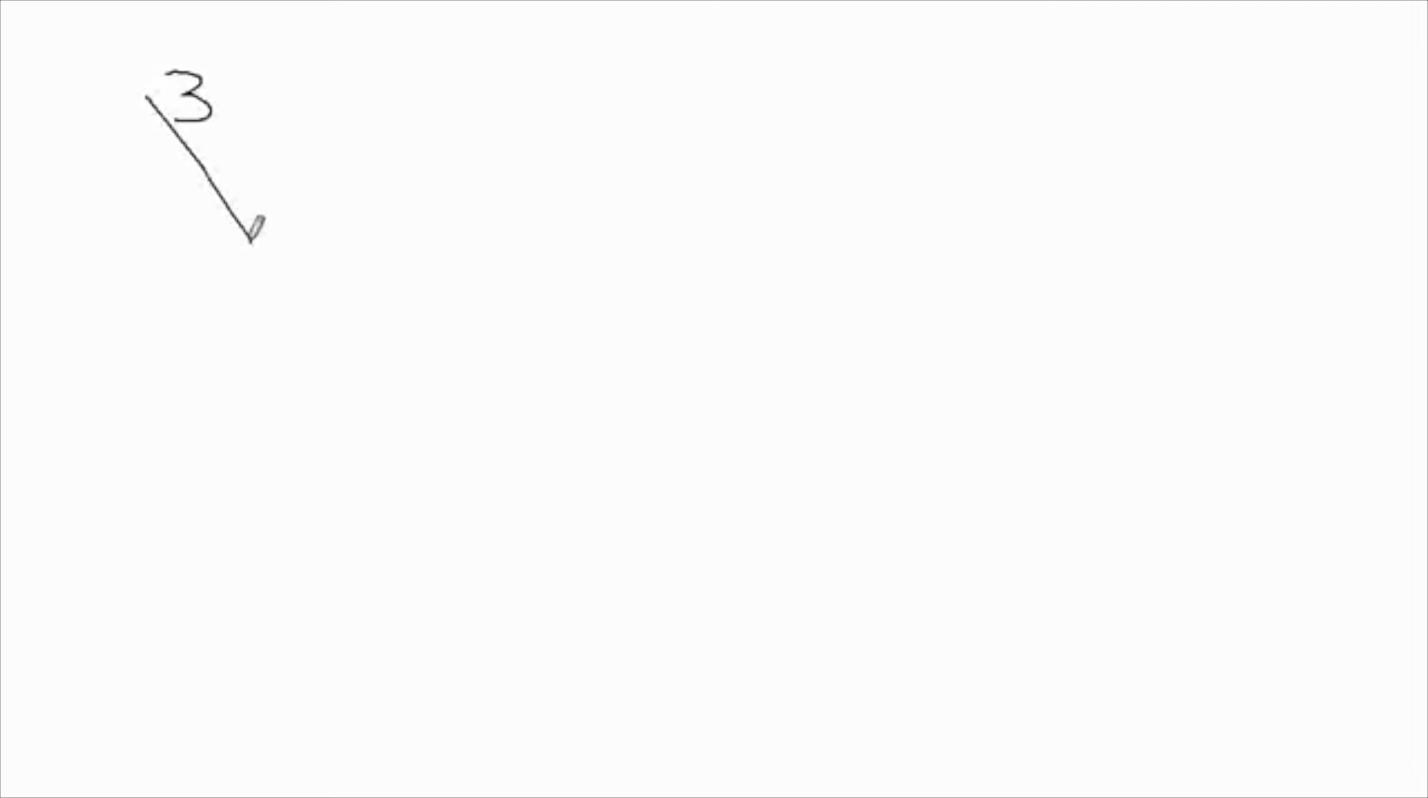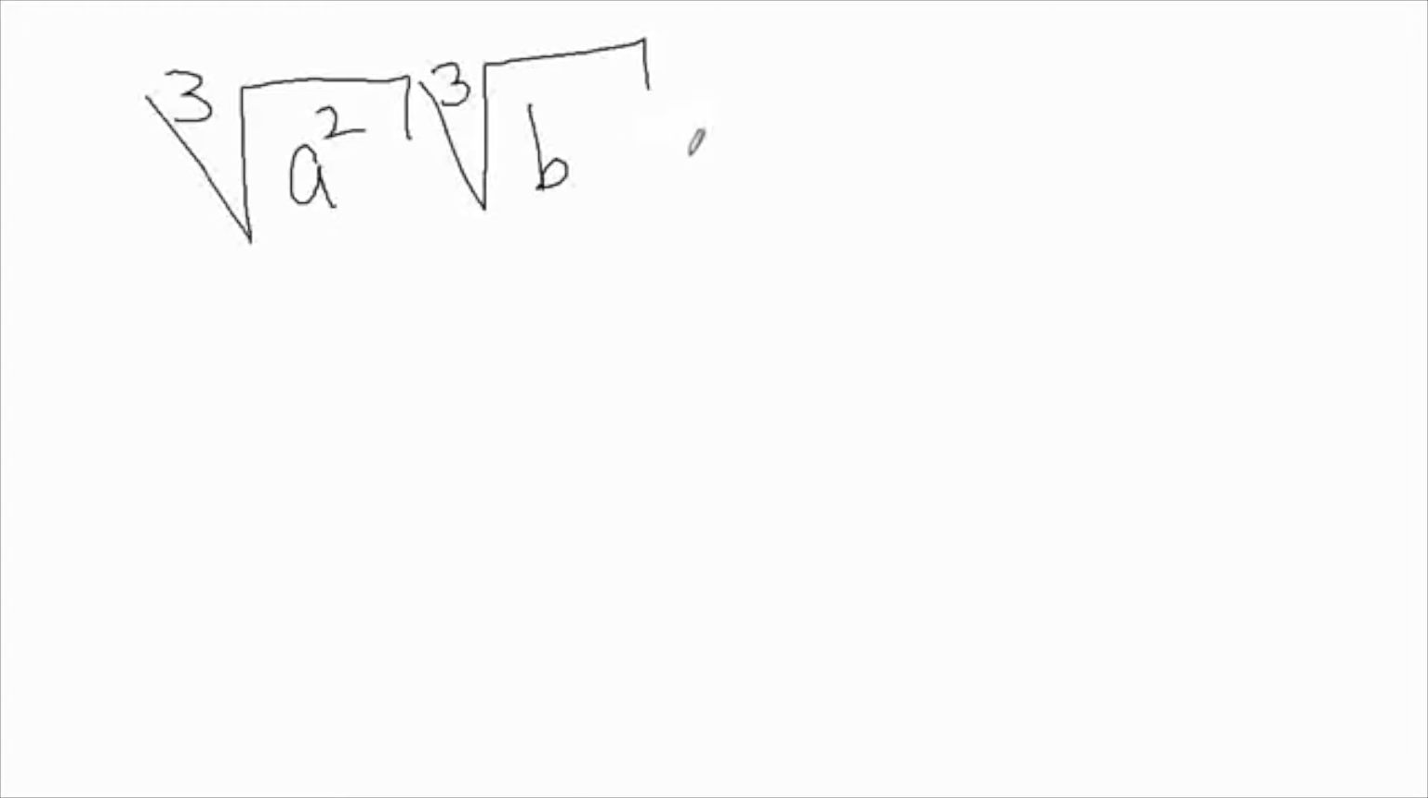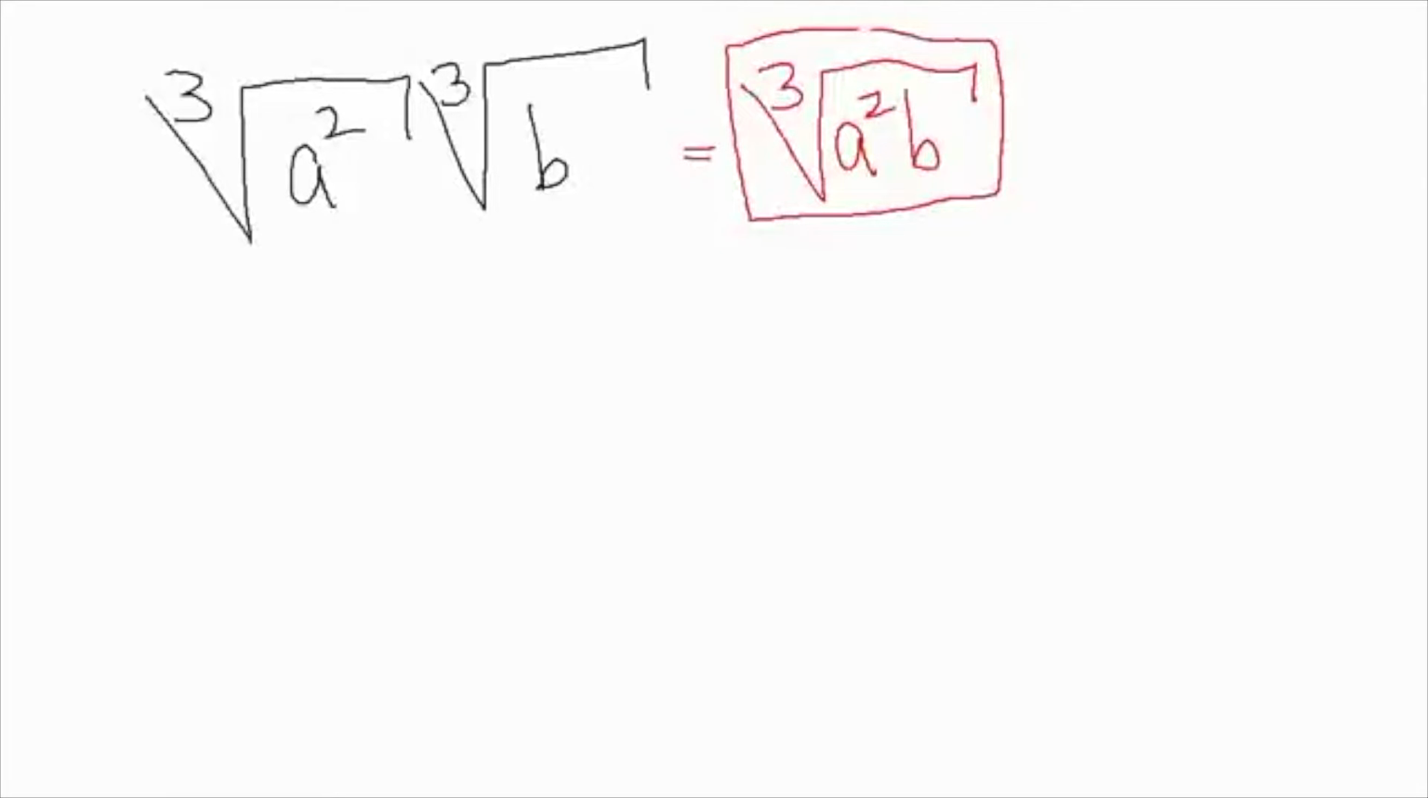Would you please simplify this product of radicals? The cube root of a squared times the cube root of b. So pause the video and do that now, please. Okay, so just like in the examples involving square roots, we simply multiply the pieces underneath the radical. So for this, we get the cube root of a squared b.